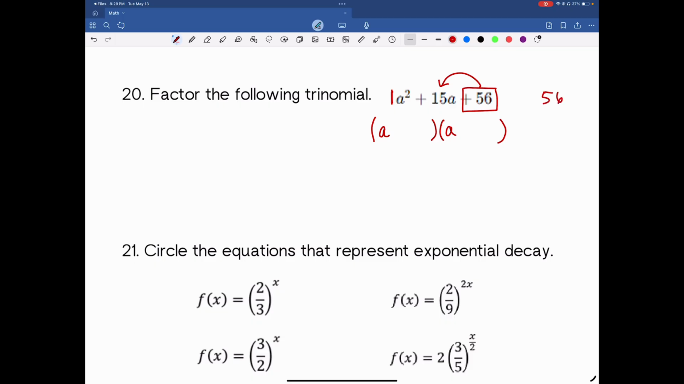So 56 is going to factor into 8 and 7, our two factors. And if we do 8 plus 7, that'll give us 15. So those are the ones that are going to work for us. A plus 8, a plus 7. If we were to distribute this back out, we would end up with what we started with.